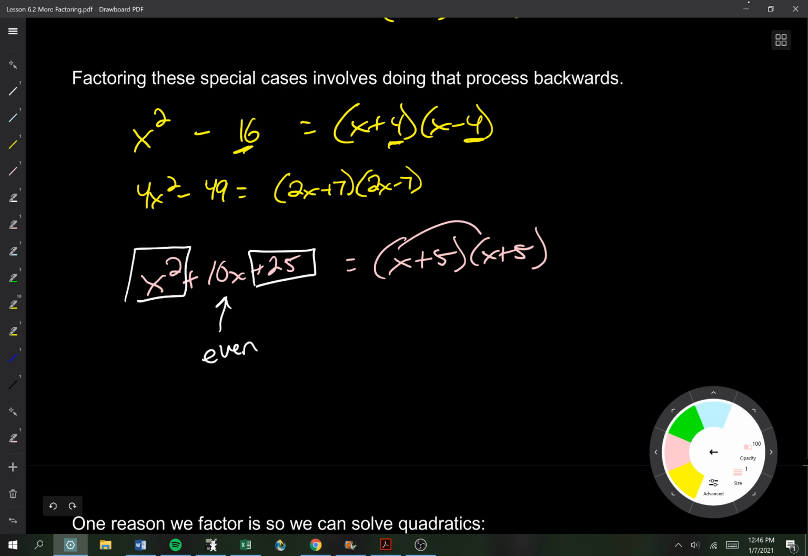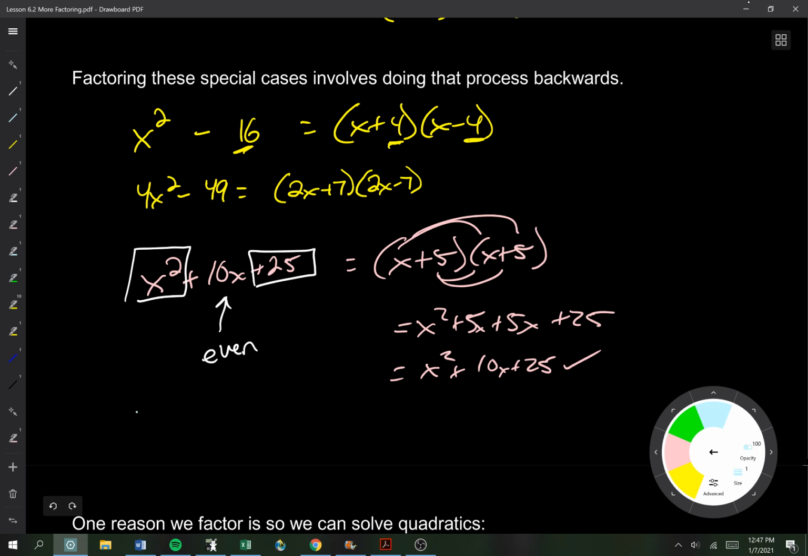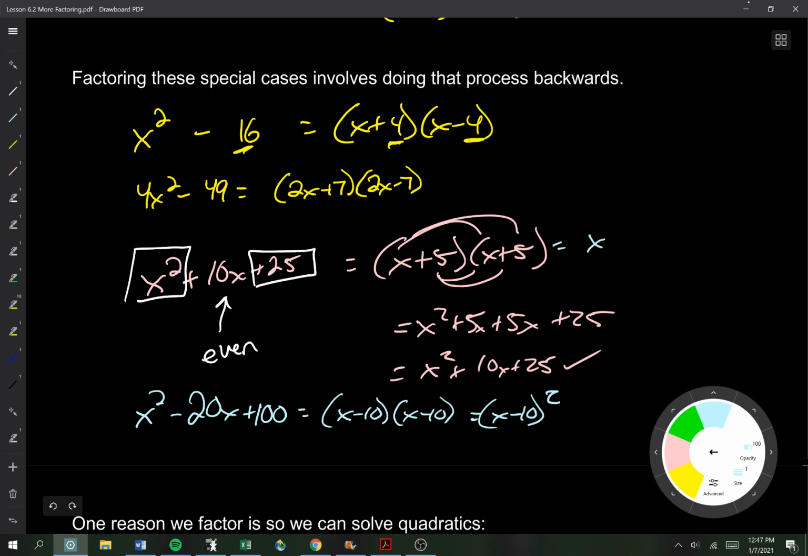Okay? But I get x squared plus 5x plus 5x plus 25, which is x squared plus 10x plus 25. So yes, it checks. So if your a term is a perfect square, and your c term is a perfect square, and your b term is even, then it's very likely, not guaranteed, but quite likely that you have a special case. This would be x minus 10 times x minus 10, which we would just write as x minus 10 squared. Like up here, we would actually write this as x plus 5 squared because that's prettier.